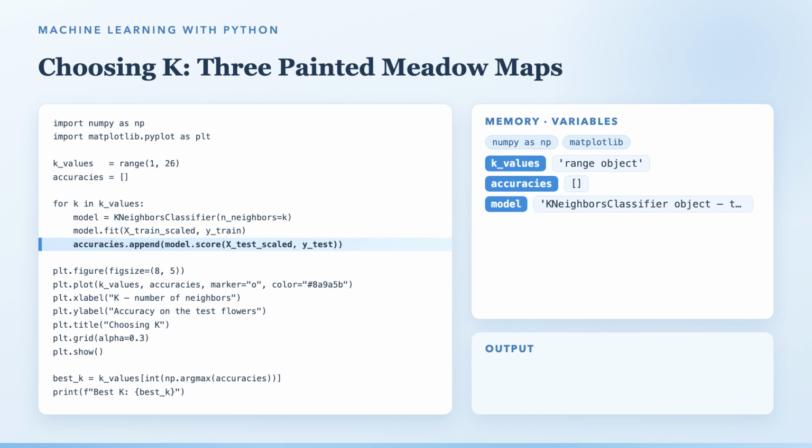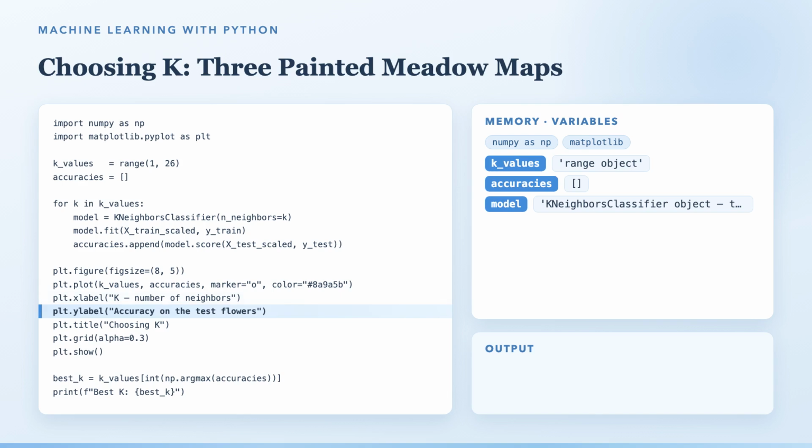But we don't have to guess. We can simply ask. Watch the loop run. For every K from 1 to 25, we fit, we score, we note the accuracy. Each marble is one honest measurement. The curve rises, settles, and gently declines. And the pin marks our answer. One small habit worth keeping. Prefer an odd K, so the vote can never end in a tie.